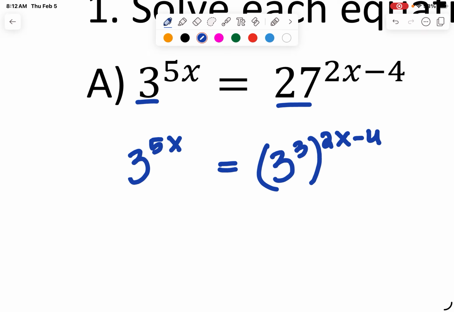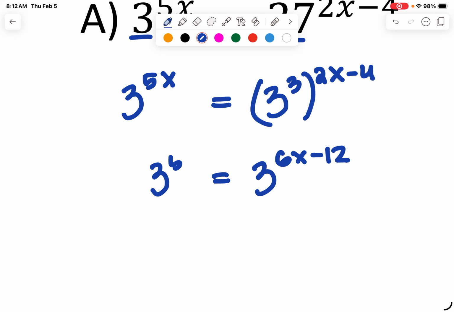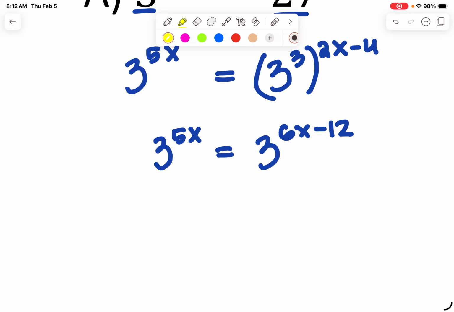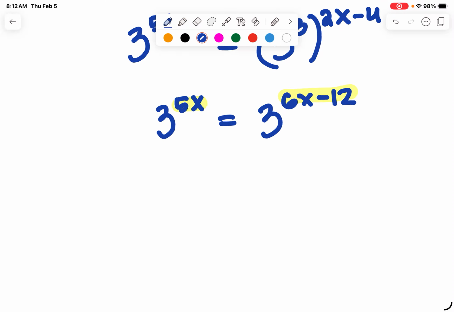So now we have that power to a power property, right? That property says that you can keep your base and multiply your exponents. So that becomes 6x minus 12. And then this is 3 to the 5x. So now we already have the same base. In order for this to be true, if those two are equal to each other, then those two exponents have to be equal to each other.